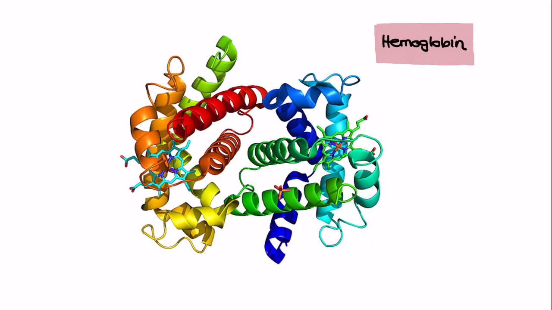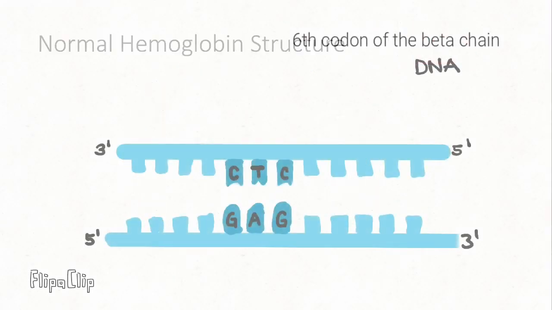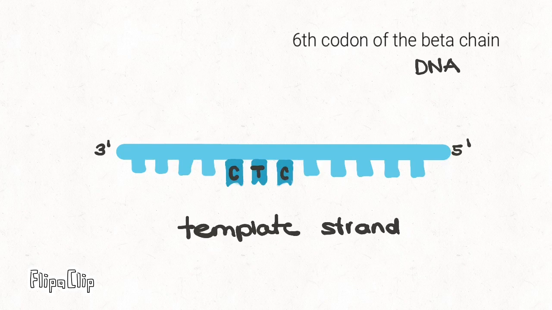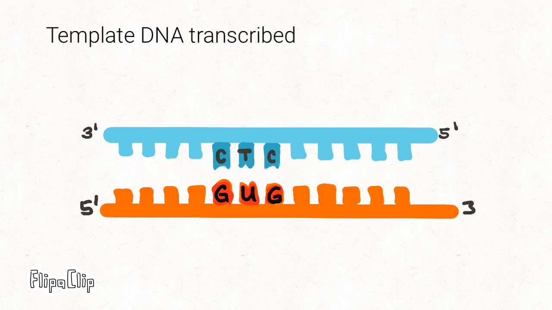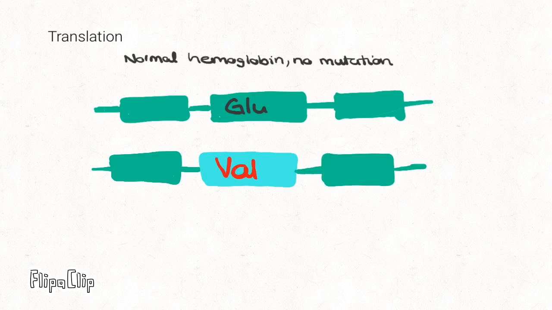Now, with the mutation of the gene of hemoglobin, this function is altered. The mutation happens on the 6th codon of the beta chain of hemoglobin. This means for the template strand of the DNA that the mutation changes the bases CTC to CAC. Therefore, when the DNA is transcribed, the new mRNA strand of the template will have the bases GUG. So when it is translated into amino acids, instead of the normal glu, the amino acid will be val, and this will lead to sickle cell hemoglobin.